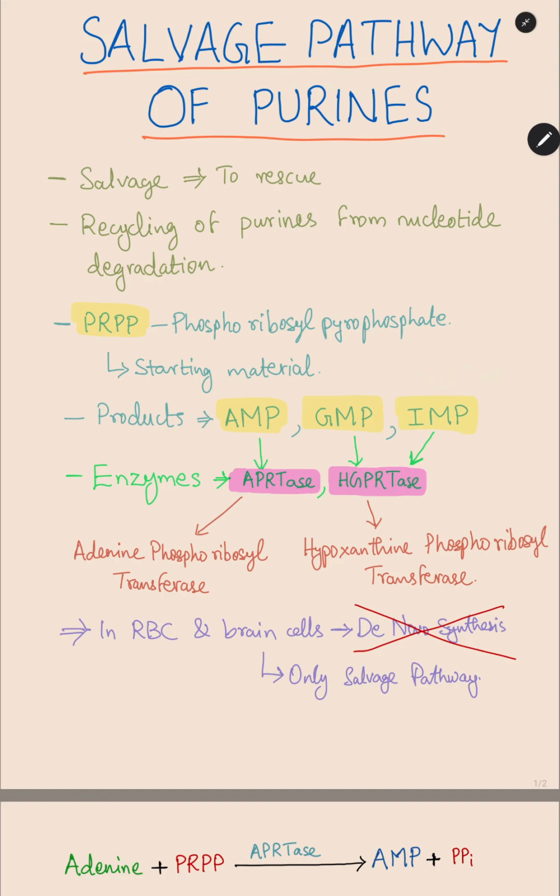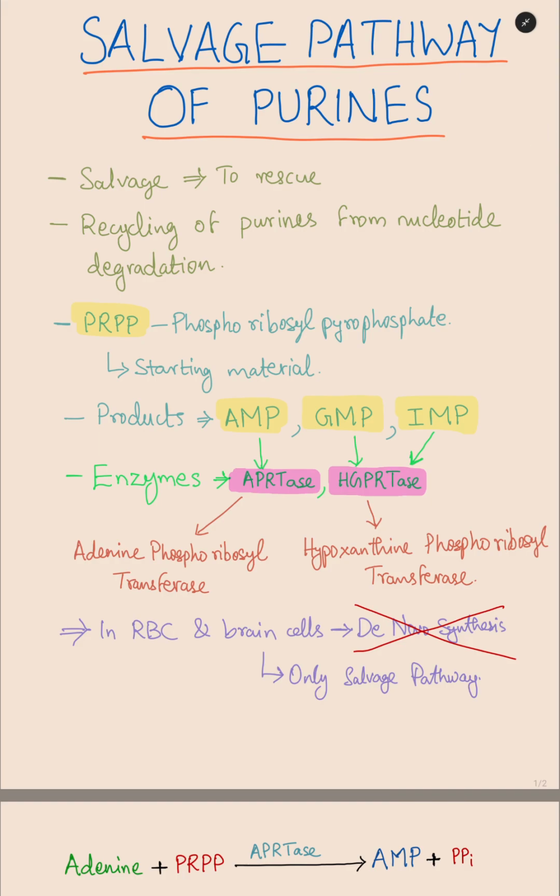Now the enzymes of this reaction are APRTase and HGPRTase. APRTase means adenine phosphoribosyl transferase, and HGPRTase means hypoxanthine guanine phosphoribosyl transferase. The product AMP is formed by the action of APRTase. The products GMP and IMP are formed by the action of HGPRTase.